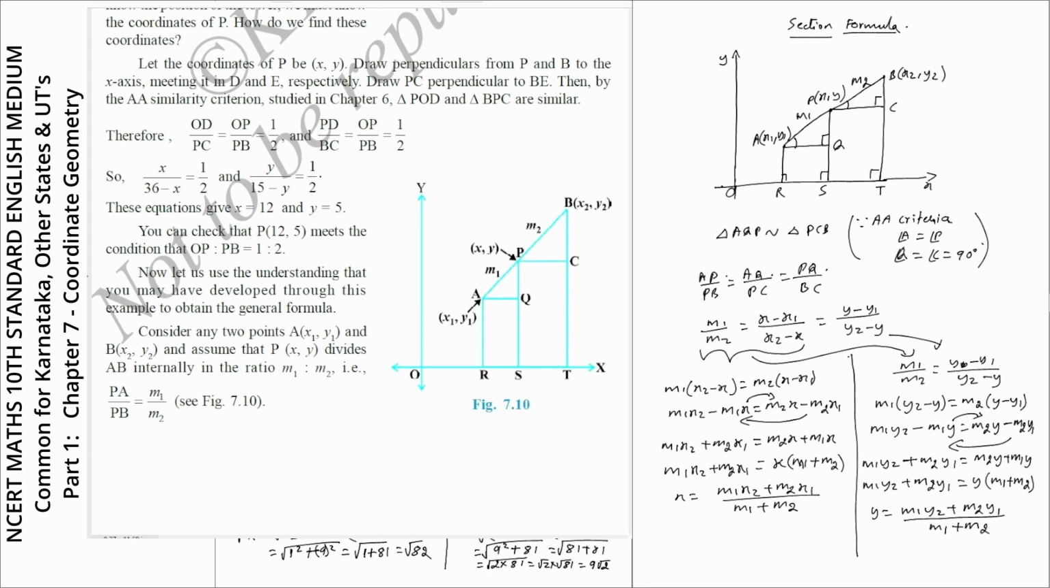So x and y are nothing but the coordinates of P. Therefore I am writing the coordinates of x and y is equal to (m1 x2 plus m2 x1) by (m1 plus m2), comma, (m1 y2 plus m2 y1) by (m1 plus m2). This is the coordinates of P of x comma y. So this is also called the section formula.